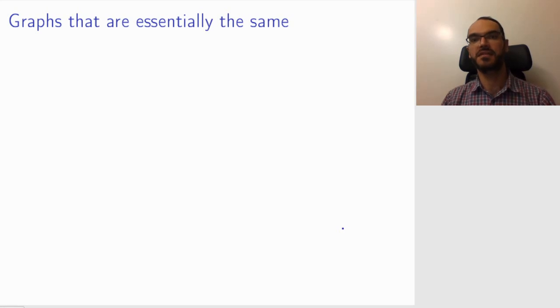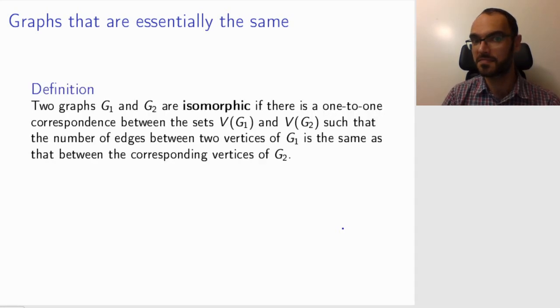This is a concept you might have seen in different areas of mathematics depending on which courses you have taken. There are isomorphisms of vector spaces. If you've studied algebra, there are isomorphisms of groups and so on. So let's look at what it means for graphs. Two graphs are called isomorphic if there is a one-to-one correspondence between their vertices so that the number of edges between any two vertices is the same as between the corresponding vertices. Let's look at an example and then talk about what this actually means in plain English.